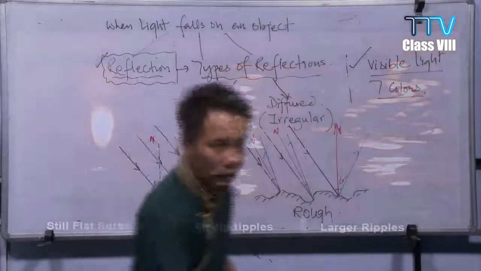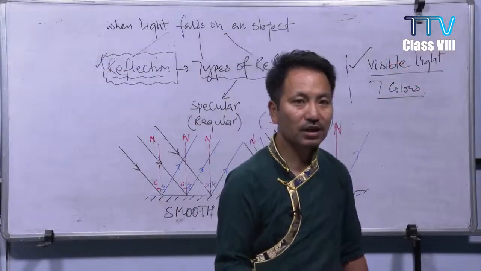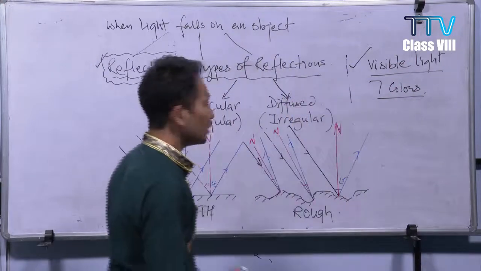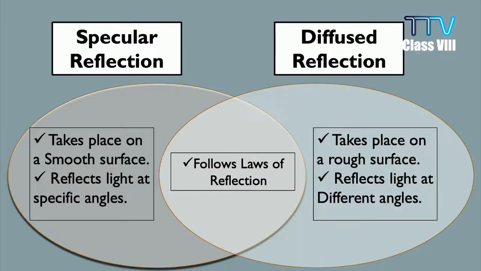Specular reflection and diffuse reflection, we can show with a Venn diagram. Specular reflection takes place on a smooth surface. If the surface is smooth, specular reflection occurs. If the surface is rough, then diffuse reflection occurs.